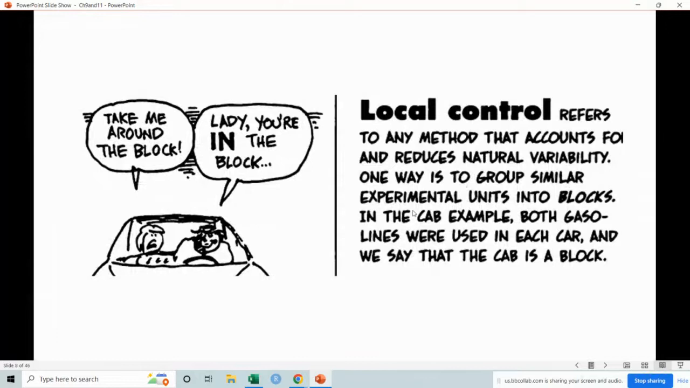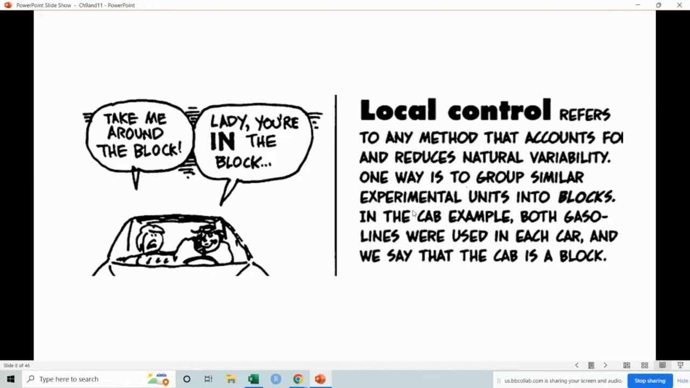Local control refers to any method that accounts for and reduces natural variability. One way is to group similar experimental units into blocks. In the cab example, both gasolines were used in each car, and we say that cab is a block.